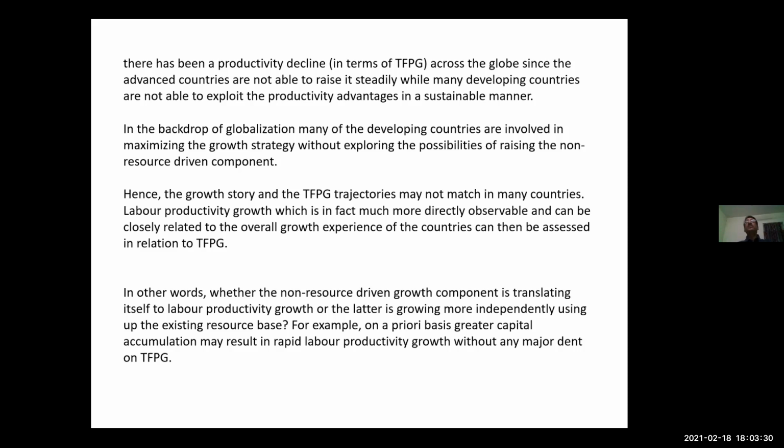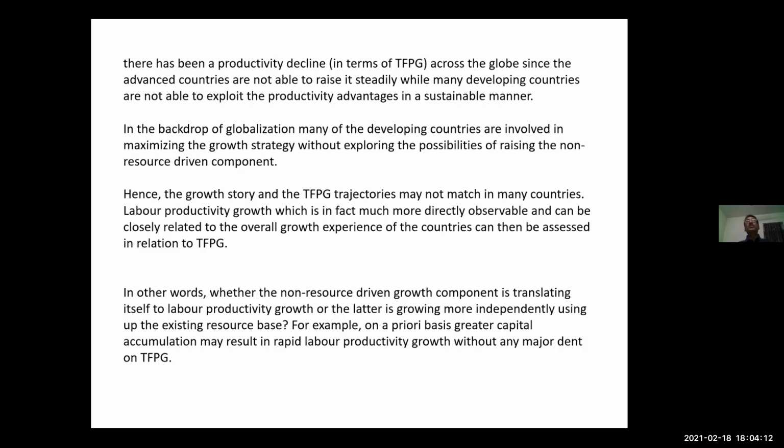So some of the critics of TFPG suggest that factor productivity is not all that useless. Particularly, labor productivity is a very useful concept, and it can be directly observable. So one must try to analyze the trends in labor productivity. But at the same time, labor productivity can be extremely misleading, because if you are pursuing capital accumulation methods, then naturally labor productivity will be increasing very, very rapidly, without really meaning that a particular individual is contributing more compared to what he was doing in the past.